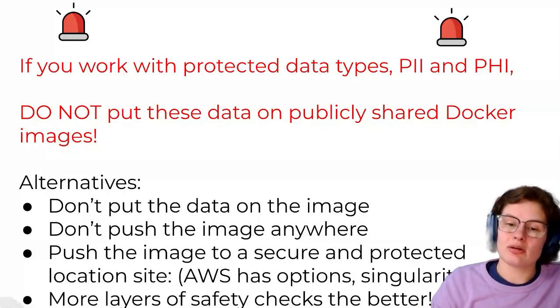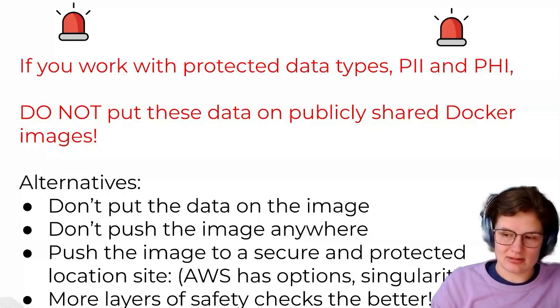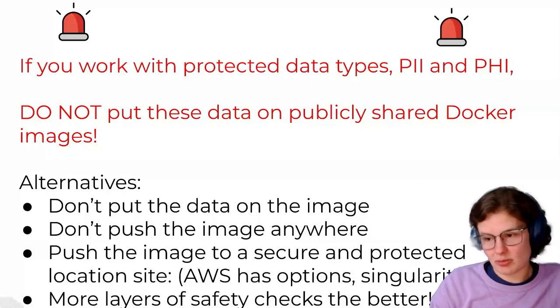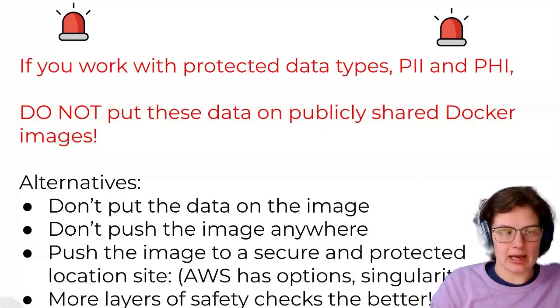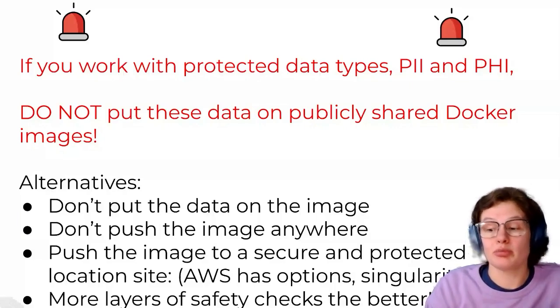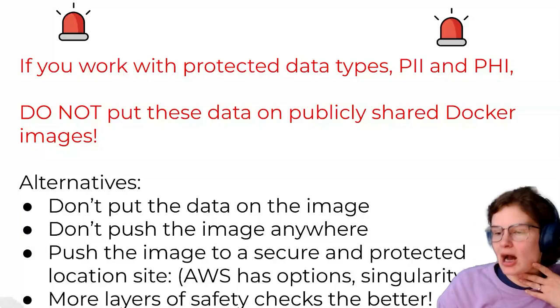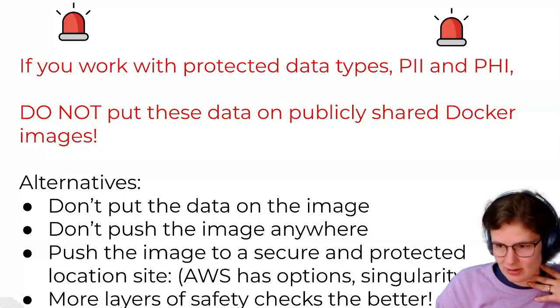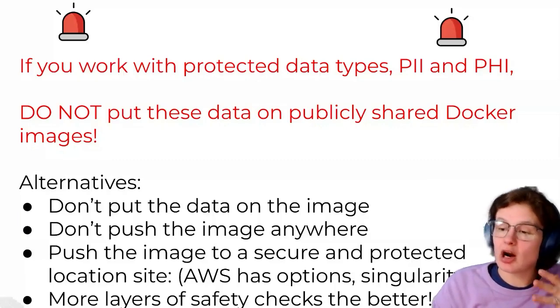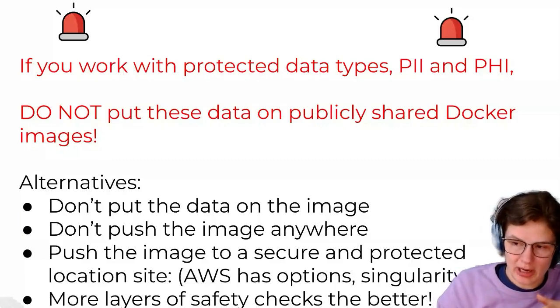If you work with protected data types, so that means personally identifiable information, personal health information, or just anything else that should not be shared with other people, do not put these on your Docker images, especially if you're going to share them. There are workarounds that you need to know about.